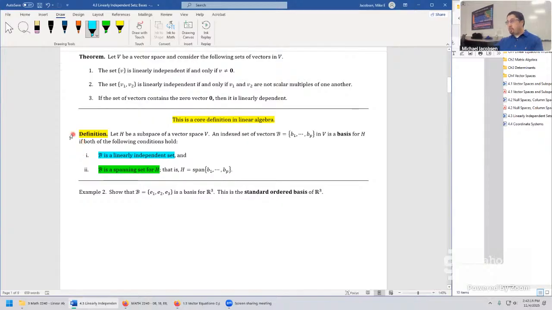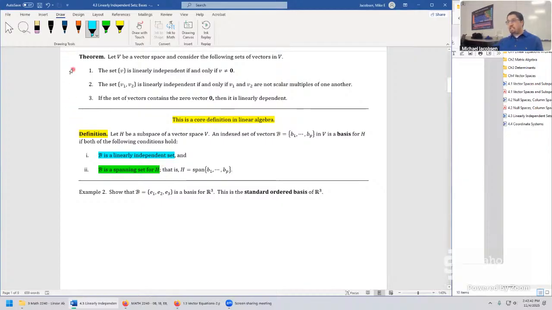We have, for the core definition of linear algebra, the definition of a basis. We'll say if H is a subspace of a vector space V, then a set of vectors indexed in the vector space V forms a basis for H if that set is linearly independent, just like we verified in the last problem, and it's also a spanning set for that subspace H. So that's what we mean by a basis.